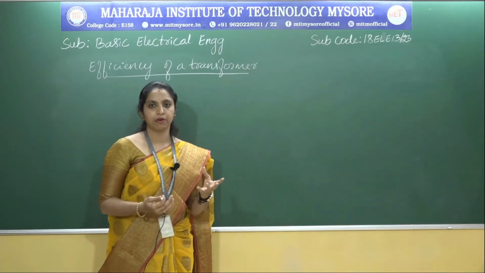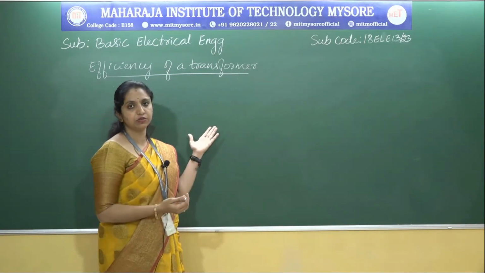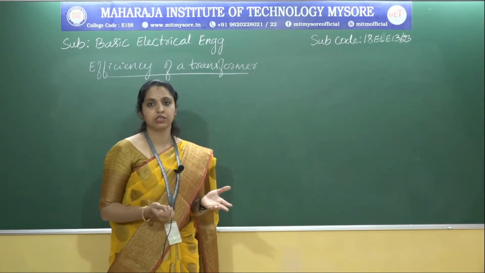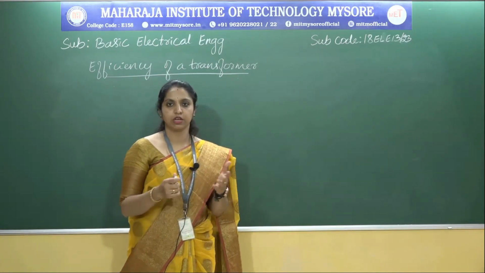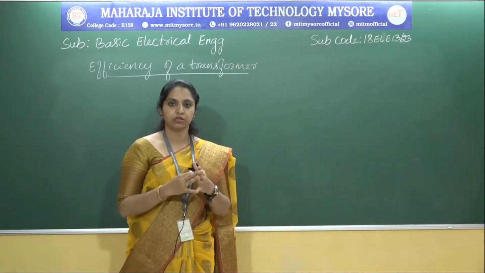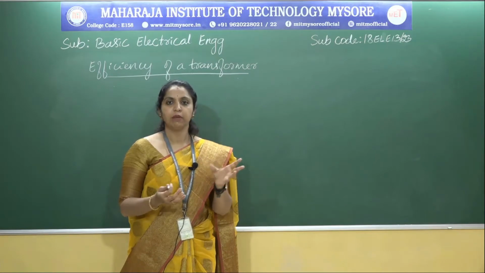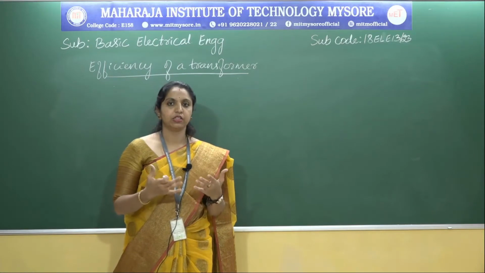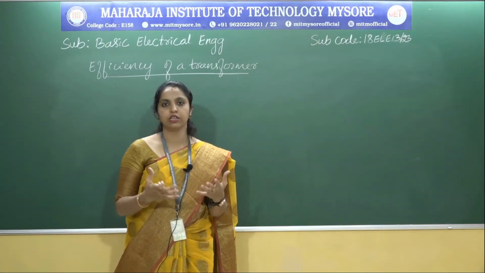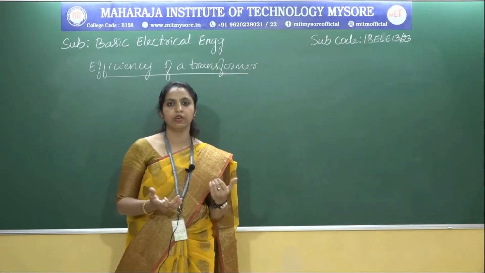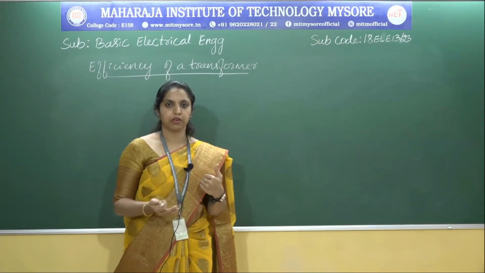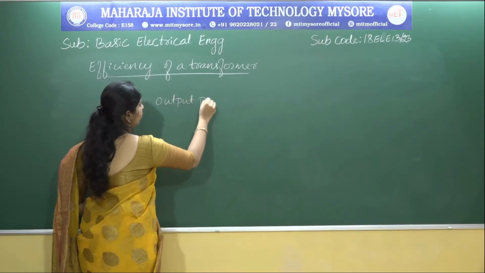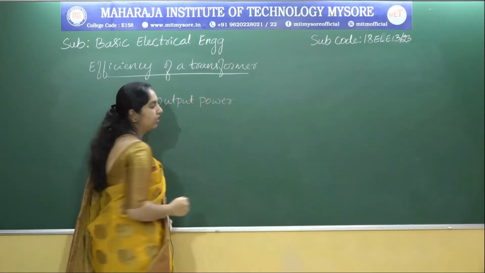So that means the output power. How do we find the efficiency of a transformer? The efficiency of any system can be calculated or analyzed with the help of the input power and the output power. Remember, when there is a loss in a transformer, the output power will always be less than the input power.